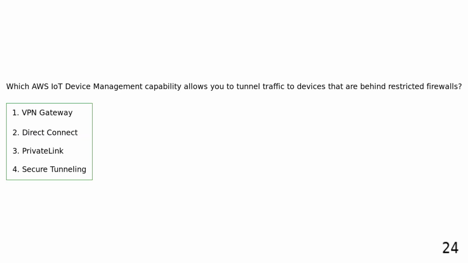Which AWS IoT device management capability allows you to tunnel traffic to devices that are behind restricted firewalls? VPN gateway. Direct connect. Private link. Secure tunneling.